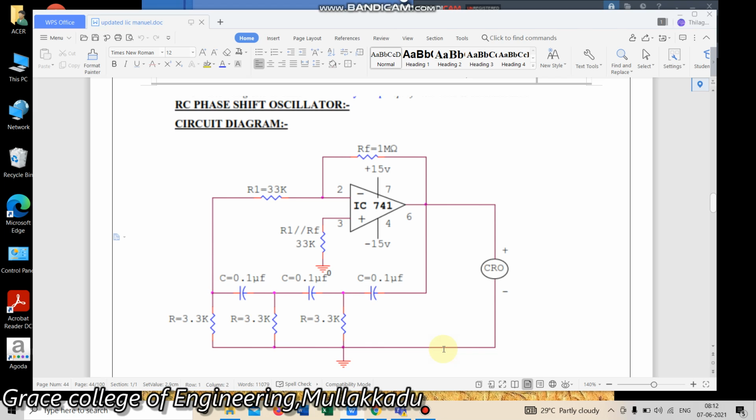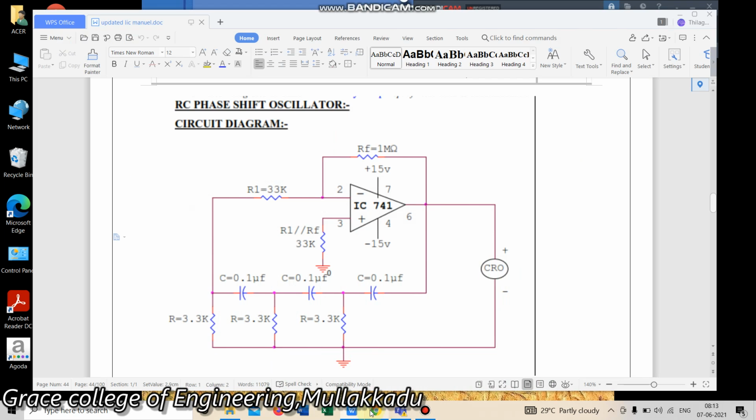Using these parameters, we can design the RC phase shift oscillator, substituting the R, C values, R1 values and RF values here, and we have drawn the circuit diagram for this RC phase shift oscillator. We are going to simulate this RC phase shift oscillator using Multisim software.